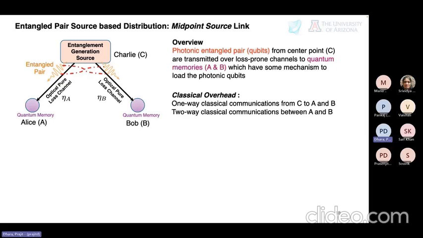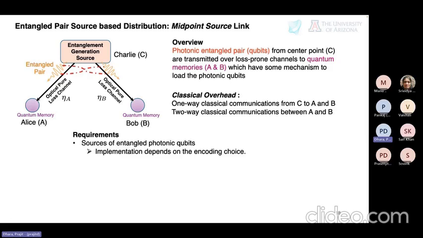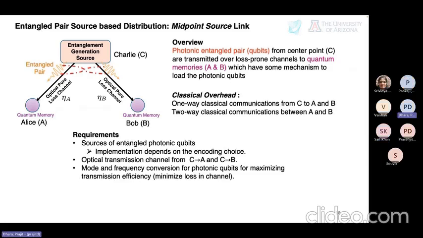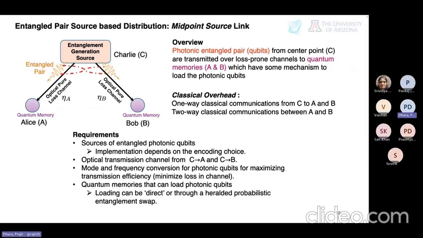The requirements here are slightly different, both in terms of the classical overhead, where you not only need classical communication from Charlie to Alice and Bob, letting them know that they have to expect photons, but Alice and Bob also have to reconcile between each other that they have indeed received entangled photons at the same time. Otherwise, the protocol doesn't succeed. The requirements here are not sources of matter-photon entanglement, but rather entangled photonic qubits, and how you implement them depends on the choice of encoding of these photonic qubits. Then optical transmission channels, more frequency conversion, and now instead of quantum memories that emit photons, quantum memories that can load photons through direct absorption, so to speak, or a Heisenberg swap that can do the load.